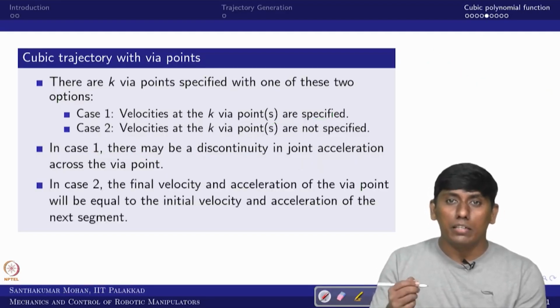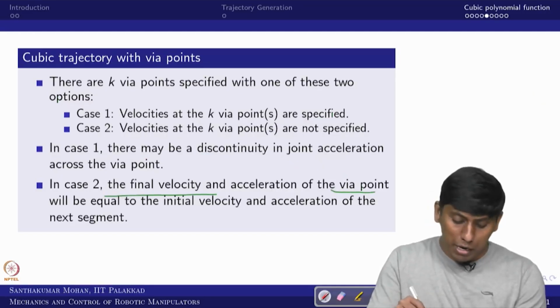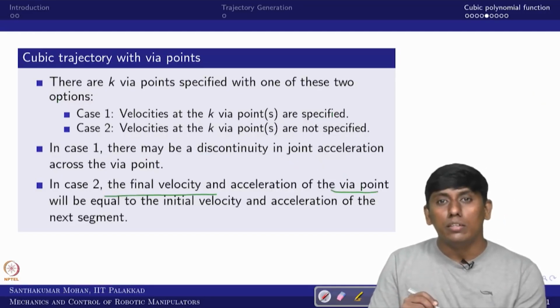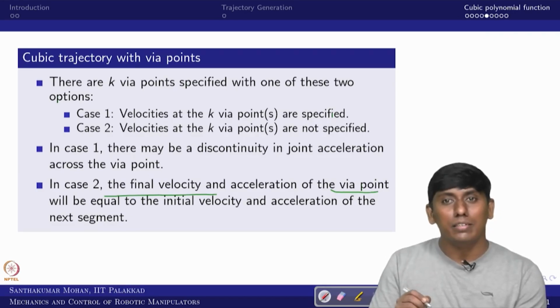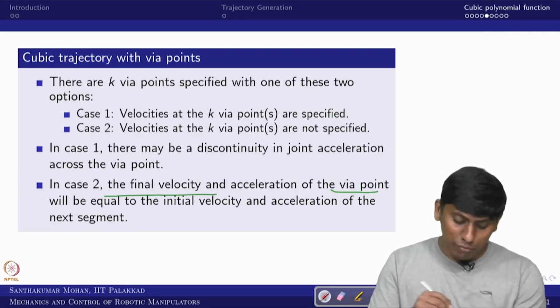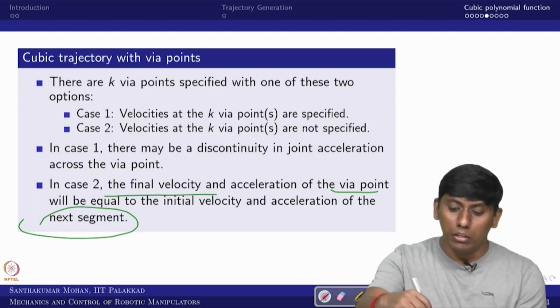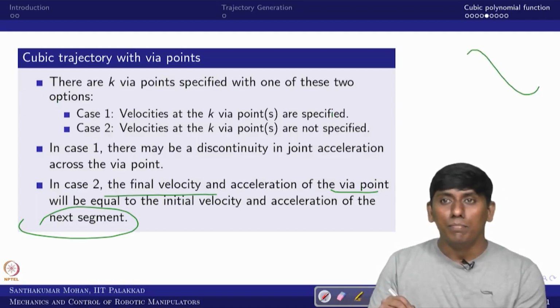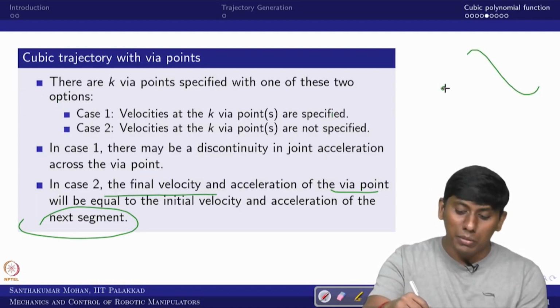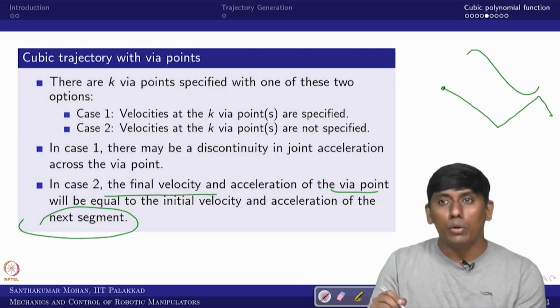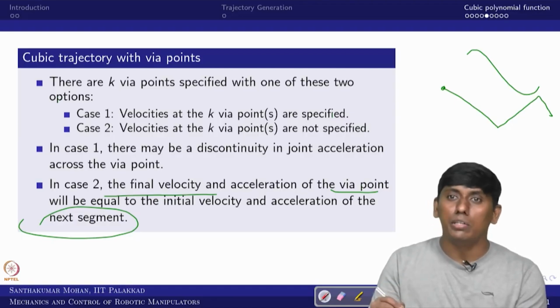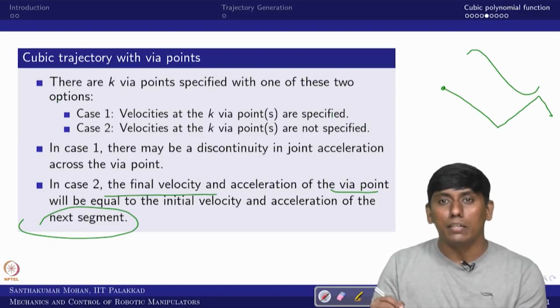Okay, whereas in the second one, the final velocity and final acceleration at the via point would be equal to the initial velocity and acceleration of the second segment. So in that sense we can use this way, and it gives a smooth transition, and the acceleration would be, for example, this way. It comes like this, it goes. Okay, there would not be any discontinuity happening. We can see how it actually happens, right?